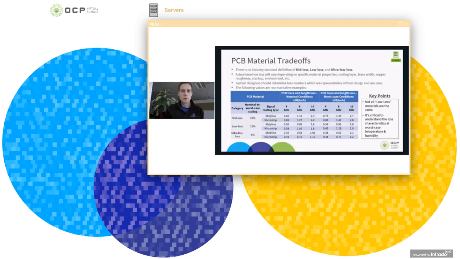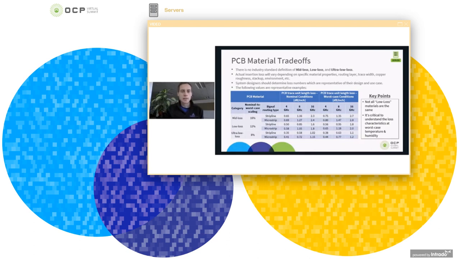The table below shows an example of representative materials in systems like servers, and I've categorized it as mid-loss, low loss, and ultra-low loss. And it's roughly similar to Megtron 6 type material for the ultra-low loss case. One important thing to consider in the material selection is the degradation in characteristics, specifically insertion loss, from nominal to worst case conditions, worst case being high temperature and high humidity, for example. And these percent degradations here are based on a 16 gigahertz Nyquist frequency.